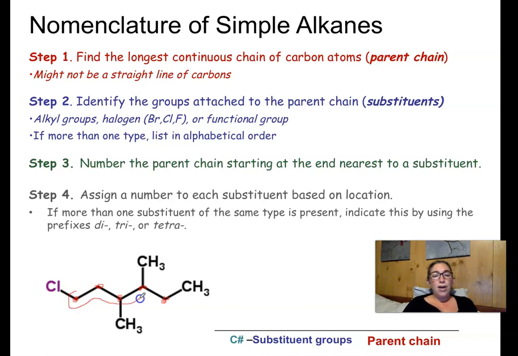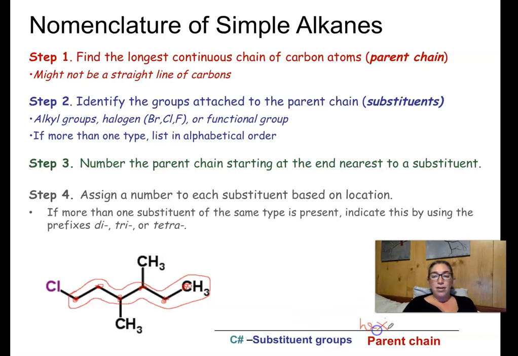So I'm just going to draw a line around the parent chain. This is the longest chain. I didn't count it out. I can count it out. This is the longest straight chain of carbons that we can find. 1, 2, 3, 4, 5, 6. This carbon is our 6th one. So that's a hexane.